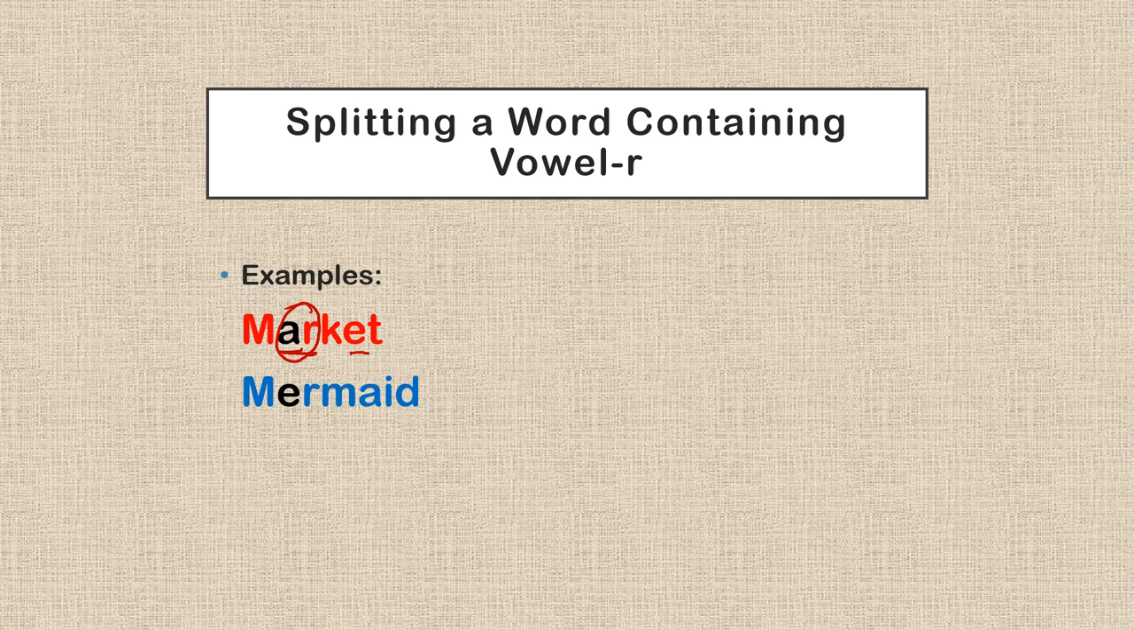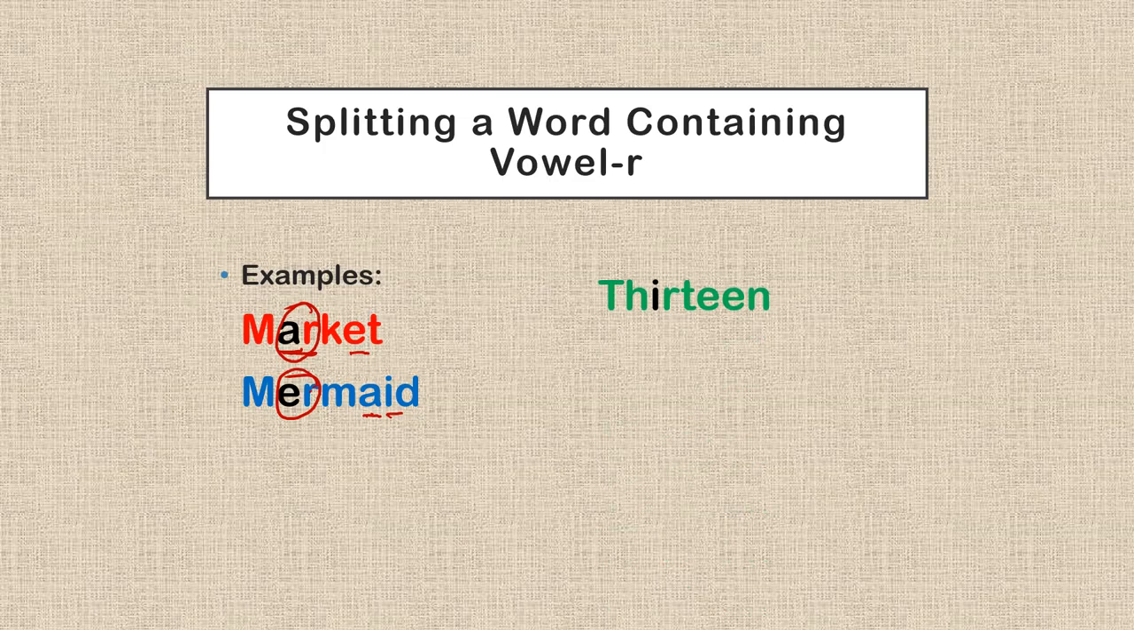In the same way, we have the word mermaid. Again, here I have highlighted the vowel E and R. Though we have another set of vowels here, A and I, we are not focusing on this one. We are focusing more on ER, vowel E and letter R, in mermaid. So they should not be split apart.